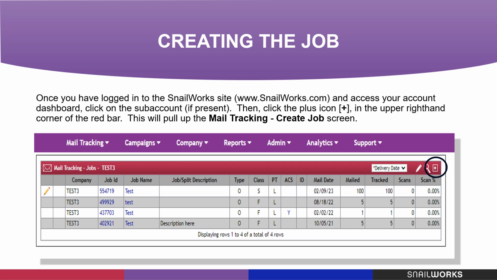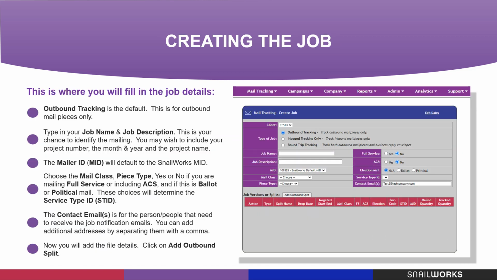Once you have logged into the SnailWorks site, www.snailworks.com, and access your account dashboard, click on the sub-account if present. Then click the plus icon in the upper right-hand corner of the red bar. This will pull up the Mail Tracking Create Job screen. This is where you will fill in the job details.